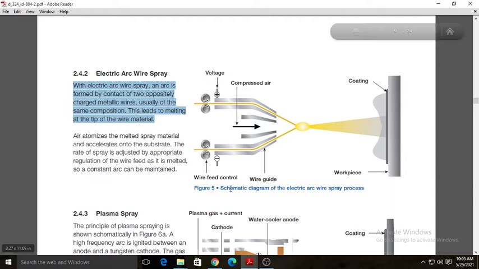zinc. Here what is happening: this wire is of positive charge, this wire is of negative charge. When this positive and negative charged wire comes in contact, they produce the arc, and by using the heat produced by them, we are going to do the coating process here.